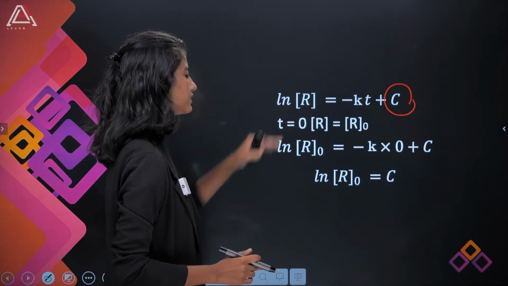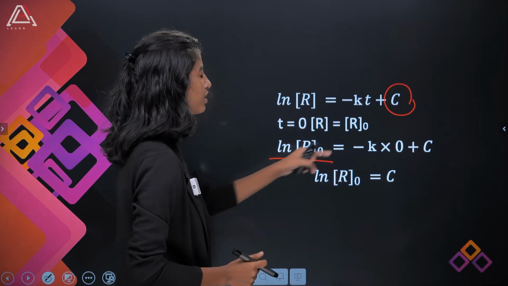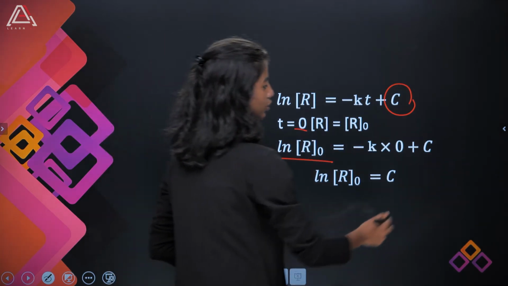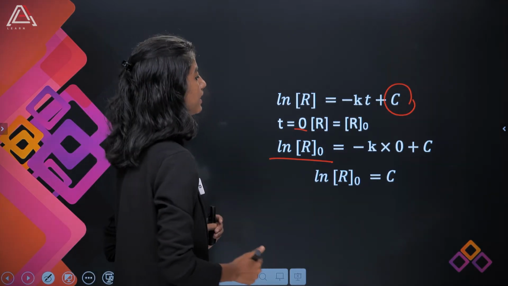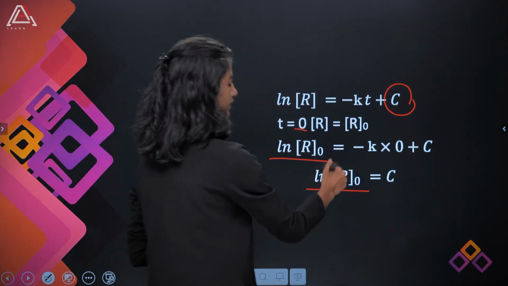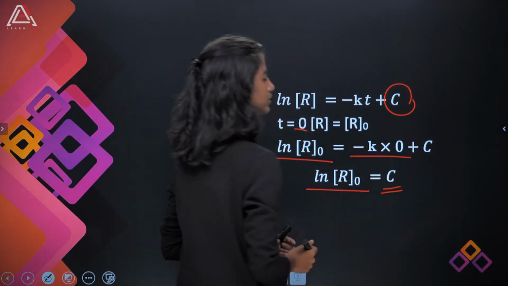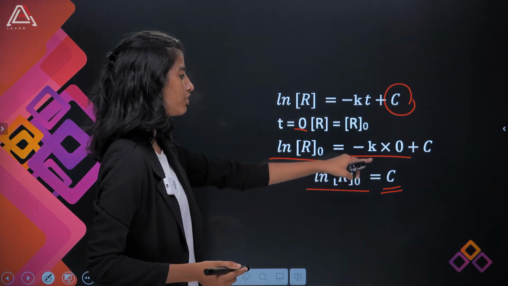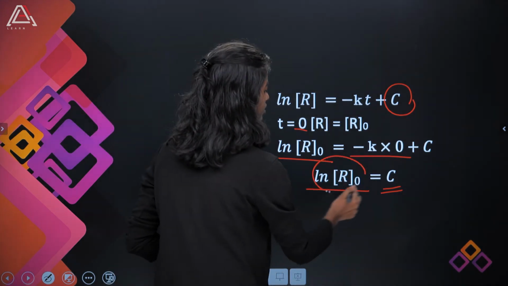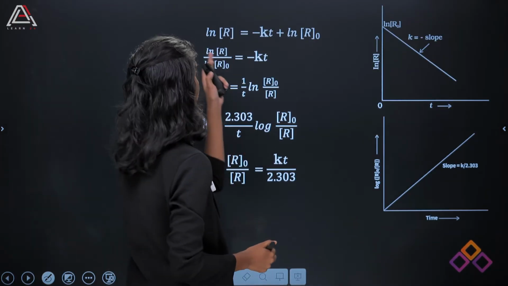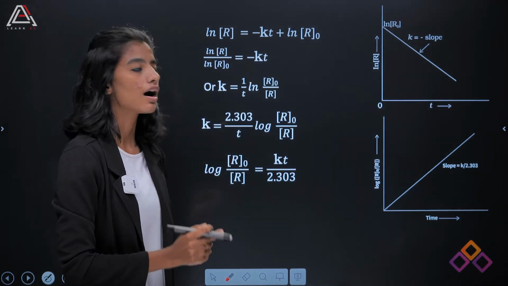Placing these terms in this equation, ln concentration of R naught will be equal to minus K into 0 plus C. It is almost similar to the zero order chemical reactions, right? Yes. Now, ln concentration of R naught will be equal to C because minus K into 0 is 0. So, the value for C is ln concentration of R naught. Now, place this in the equation. So, the equation will become ln concentration of R is equal to minus Kt plus ln R naught.